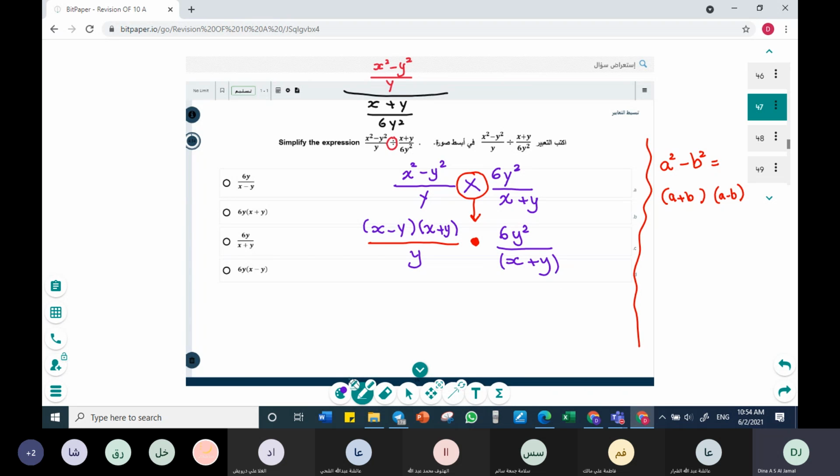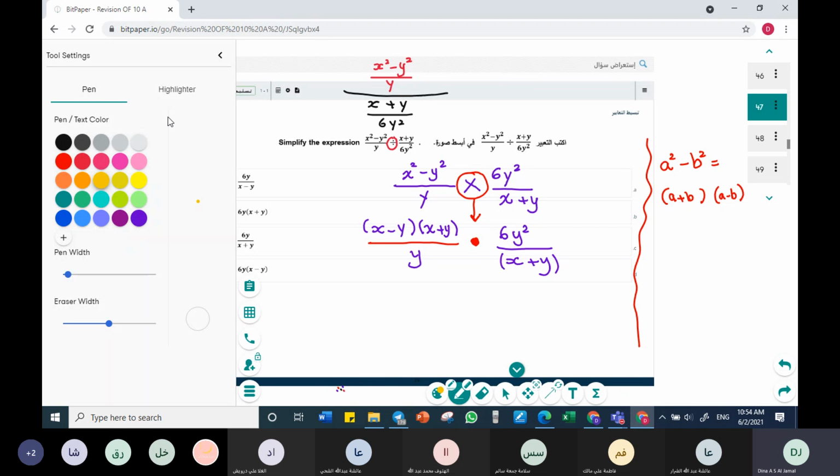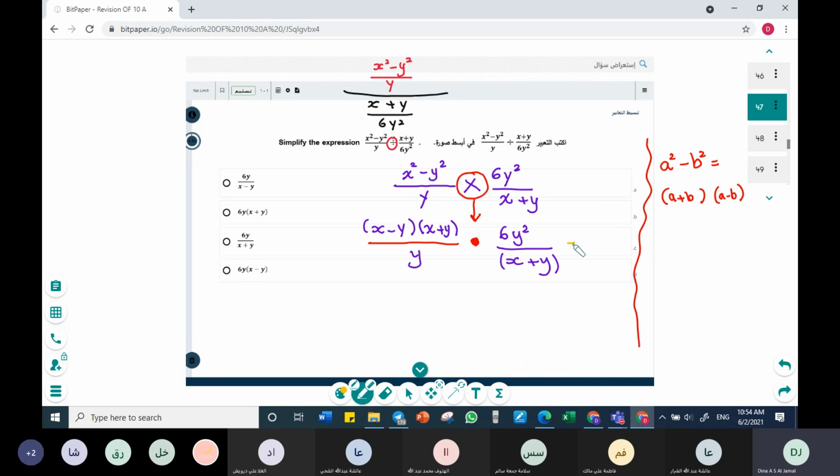Now tell me, how can I simplify this further? What can I do? We will cancel x plus y, up and down. What else? Y. Do I have any similarity? The y. If I cancel this y, I will be having 1. If I cancel this y, what will be remaining for me? Y. 1y, and don't forget the 6.